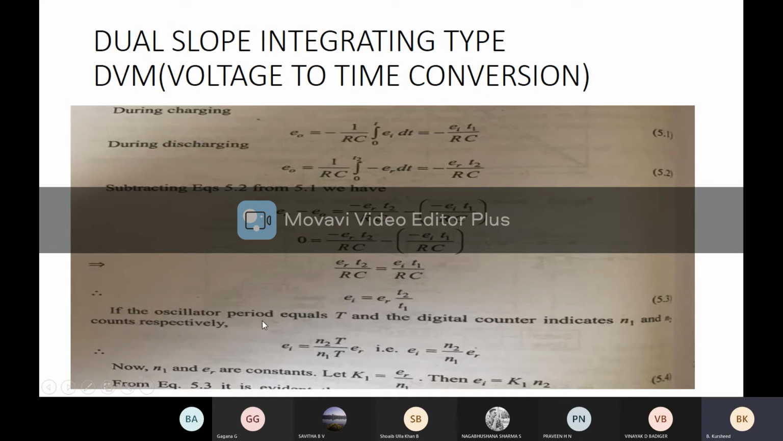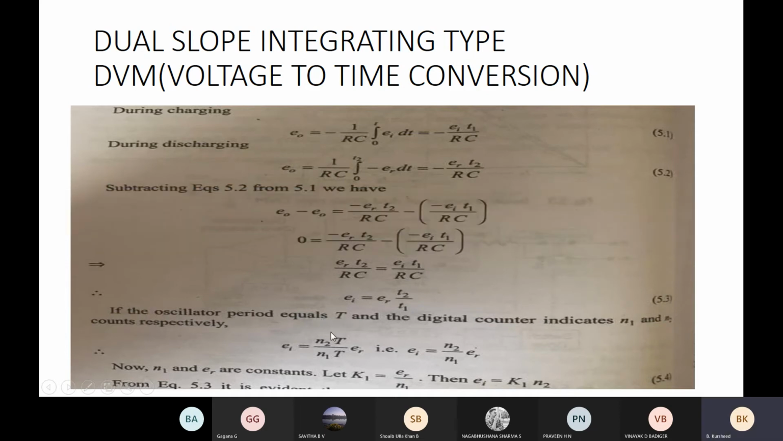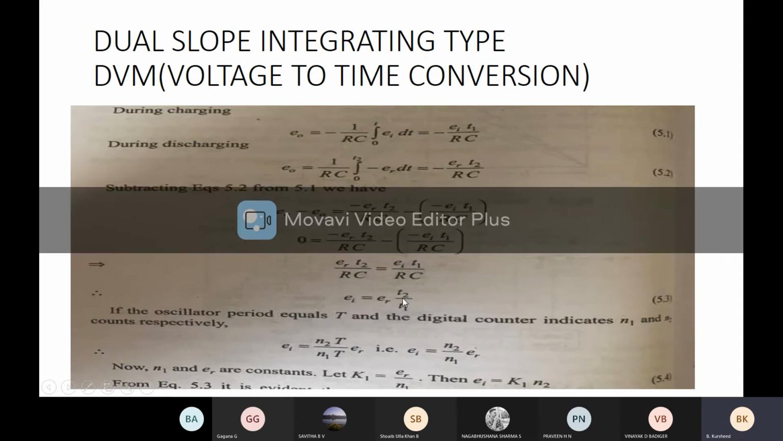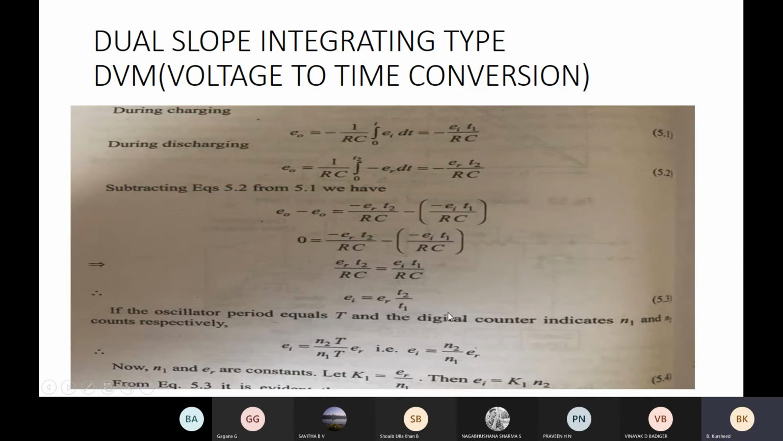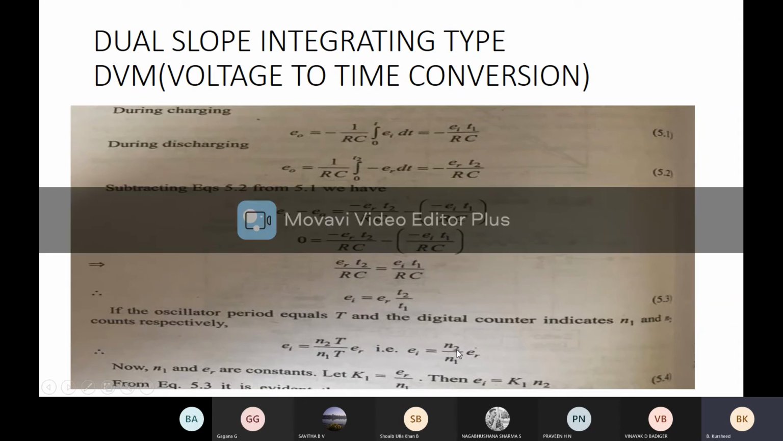Here, see, if the oscillator period is T, T2 means T into N2 and T1 means T into N1. T is the time period of the oscillator, and T into N1 indicates a digital counter. For that period of time, how much will be the count? For T2 time it is N2, for T1 time it is N1. So T cancels. EI is equal to N2 by N1 into ER. This is a simple derivation.